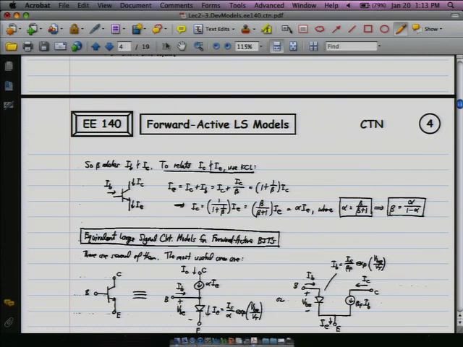But one thing to keep in mind about these values, just for intuition's sake, is that you want beta to be as large as possible. You want it to be infinity ideally. Realistically, it's more often around 100 or 200 for the current gain, and then alpha is going to be roughly 1. It'll be slightly less than 1, but pretty close.